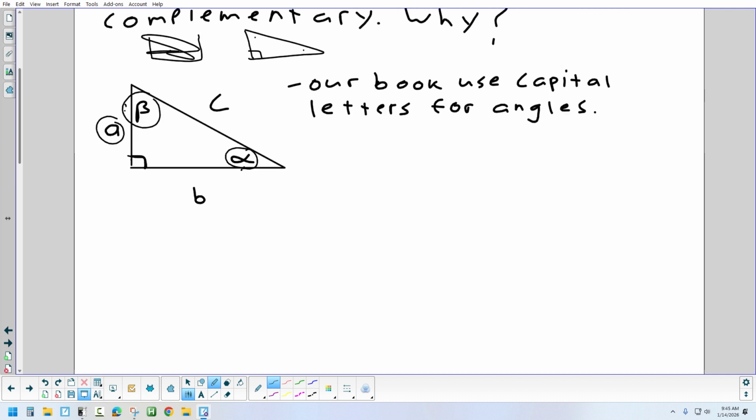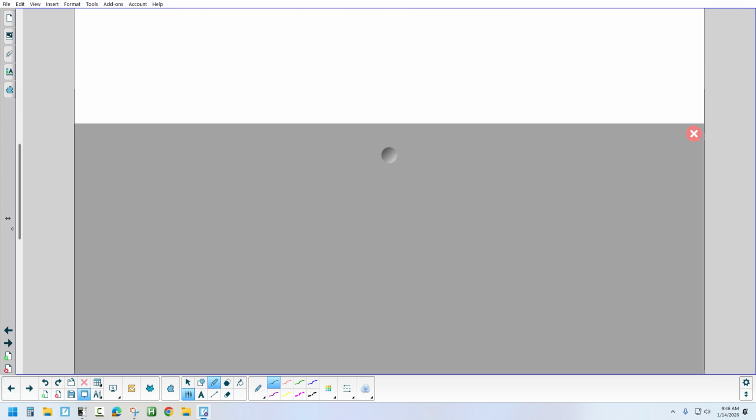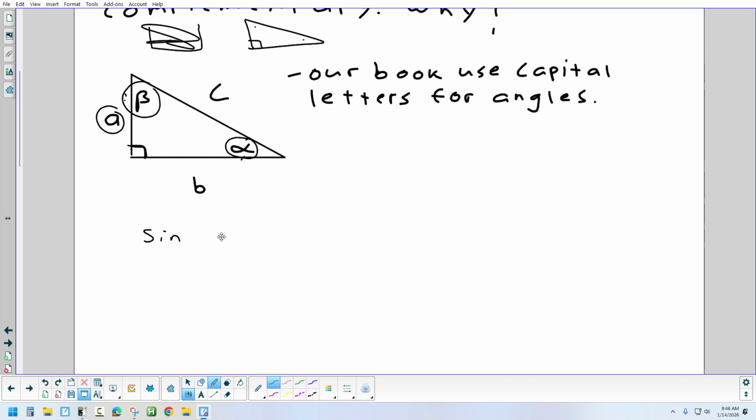All right, let's try something. Let's find the sine of alpha. What would the sine of alpha equal in that diagram? A over C. A over C.